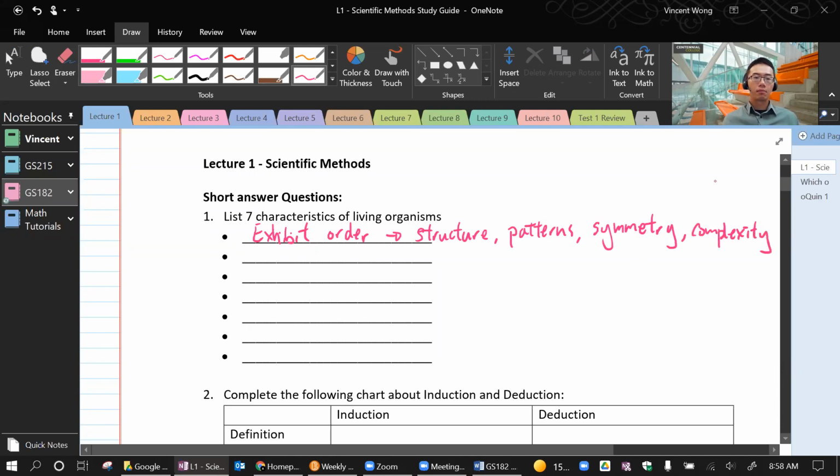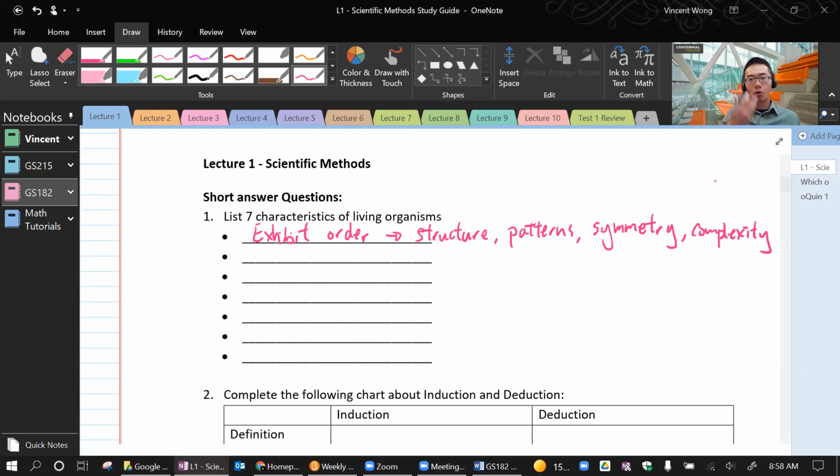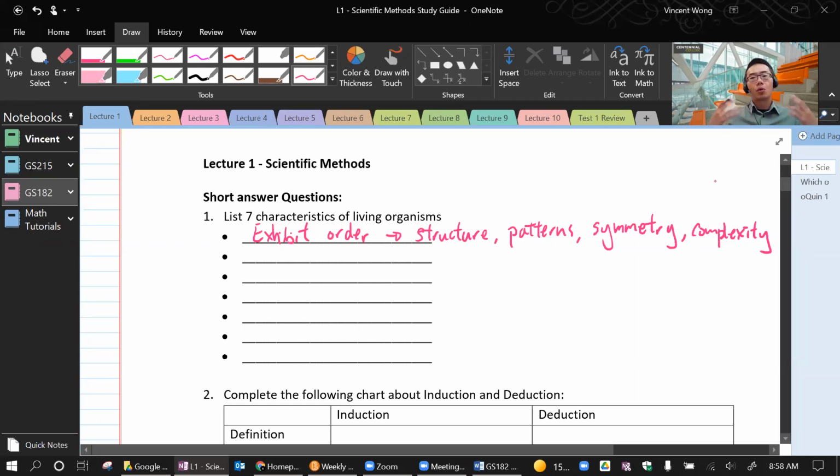Okay, so that's what organisms are going to have. If you think of a person, there's left-right symmetry. If you think about flowers, there are patterns on them. If you think about a cow, there are the patches. These kinds of patterns, all this complexity, pattern, and structure, we call exhibiting order.